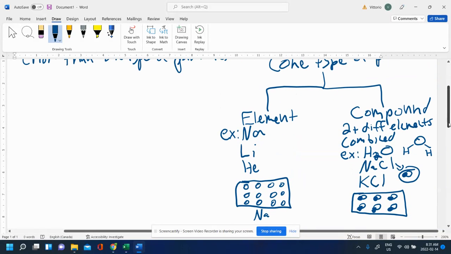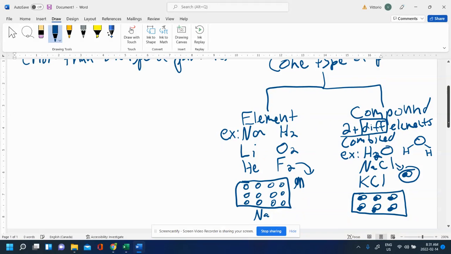One more thing to clarify as well, things like this, like H2, O2, F2, even though there's two atoms in each of these, they're not considered compounds. They're still considered elements because a compound has to have two or more different elements in them. So this H2, O2, F2, they're still elements. We just give them a special name. We call them molecular elements because they're molecules, or two or more atoms connected together, but they're still elements because they're not two different elements, so they're not considered compounds.